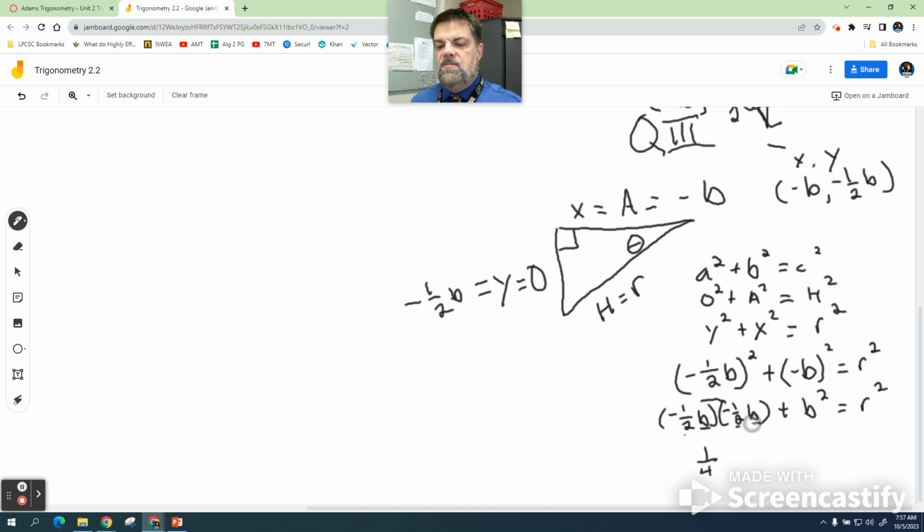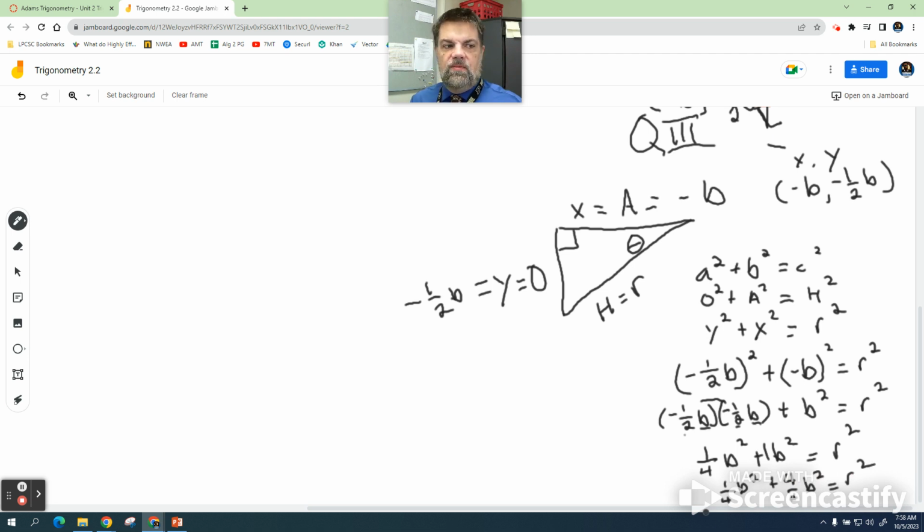Then I have b times b, which is just b squared, plus b squared, right? Because I'm just bringing this down, equals r squared. Now this is technically 1b squared, and this is the tricky part. This is where I lost you guys on the other problem. But I can think of it in terms of 1/4 b squared plus, I need a common denominator. So 1 is the same as 4/4, plus 4/4 b squared equals r squared.